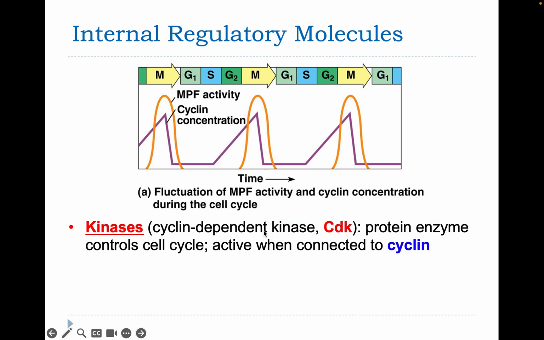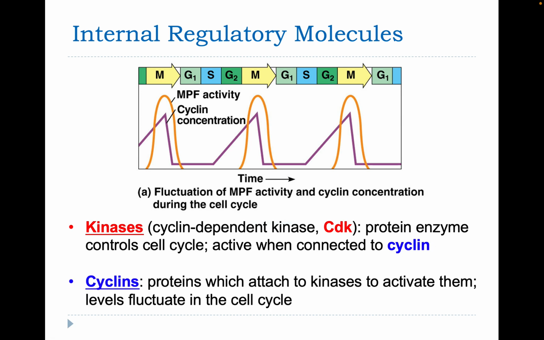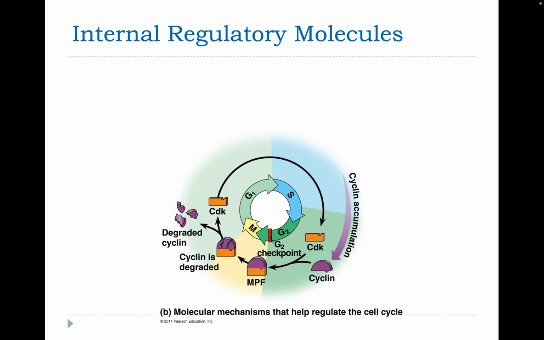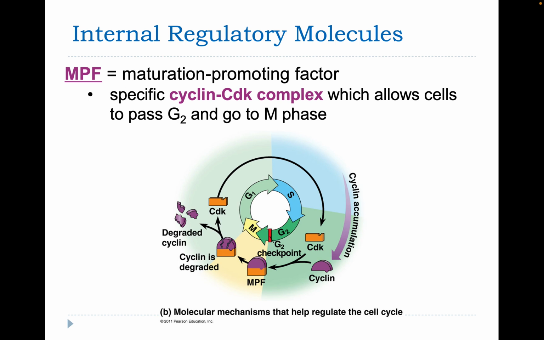Kinases, like cyclin-dependent kinase, CDK, is a protein or an enzyme that controls the cell cycle. It's active when it's connected to another one called cyclin. Cyclins are proteins which attach to the kinases to activate them, and the levels fluctuate in the cell cycle. Internal regulatory molecules: MPF is the maturation promoting factor. It's a specific cyclin-CDK complex, which allows cells to pass G2 and go on to M phase.